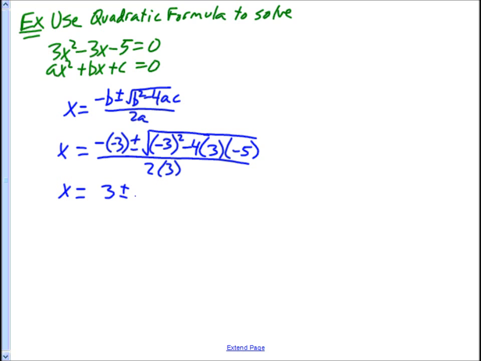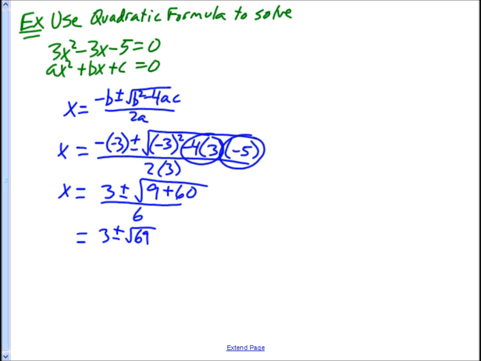3 plus or minus square root, negative 3 squared, 9. And let's go, negative 4 times 3 is a negative 12. Negative 12 times a negative 5 is a positive 60 right there, all over 6. Okay? And of course we keep going. 3 plus or minus square root of 69 all over 6.